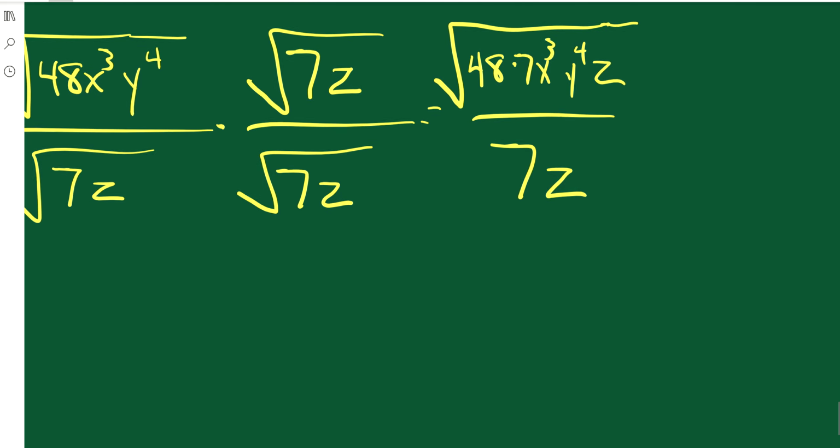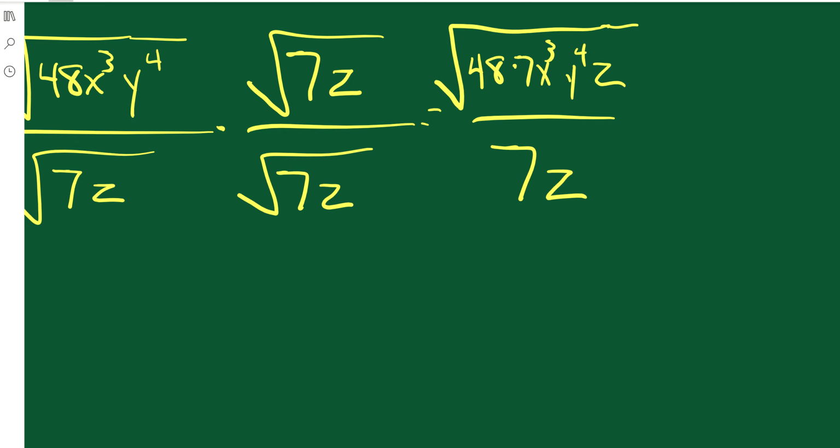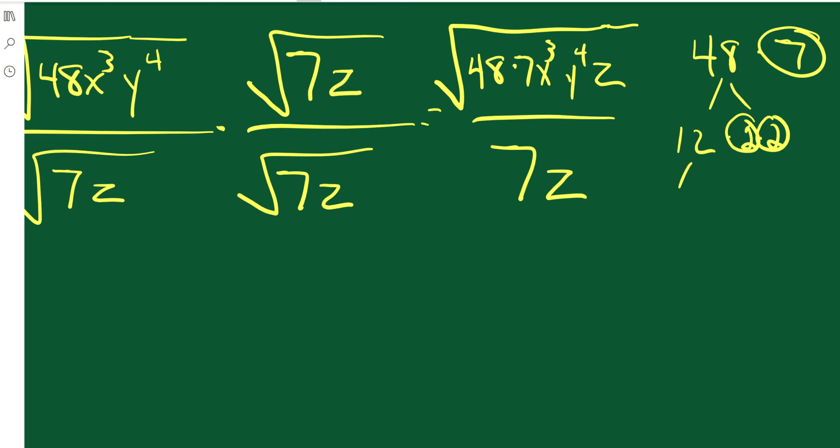Okay, so let me slide up here. So let's see, I've got 48 times 7. Well, I know the 7 will maybe stay there. 7 is prime. 48 breaks down to be 12 times 2 times 2, because that's 4, and 12 times 4 is 48. The 12 breaks down to be 2 times 2 times 3. That's 4 times 3. So I got 2, 2, 3.